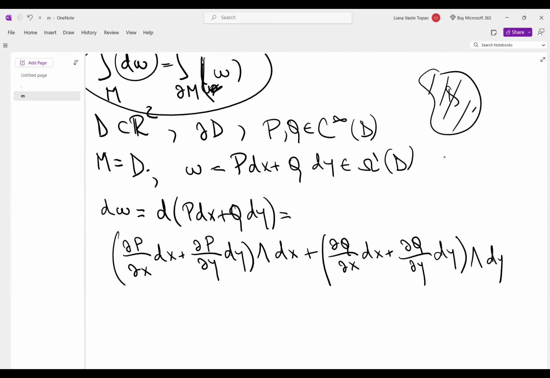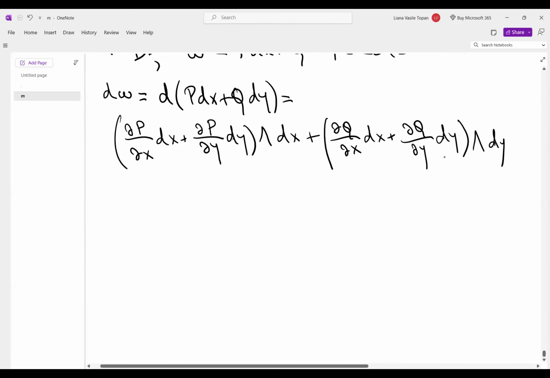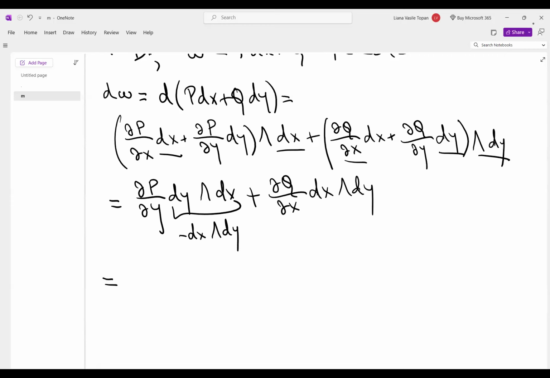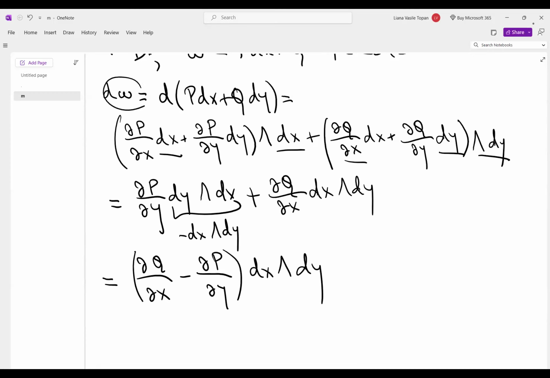So let's evaluate a little bit here. You have dx wedge dx, which is 0, right? So this will be partial p over partial y dy wedge dx plus partial q over partial x dx wedge dy, and dy wedge dy is 0. Now this is minus dx wedge dy again. So this will be partial q over partial x minus partial p over partial y dx wedge dy. Okay, so this is the d omega.